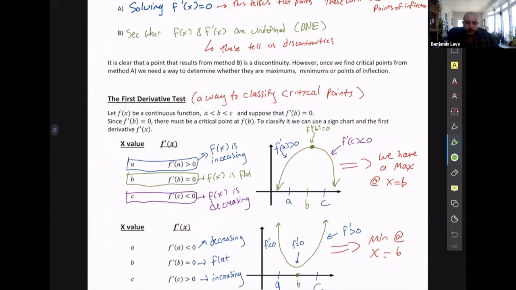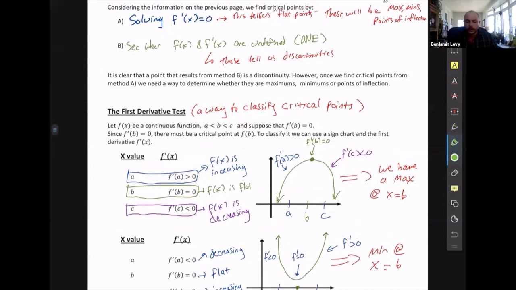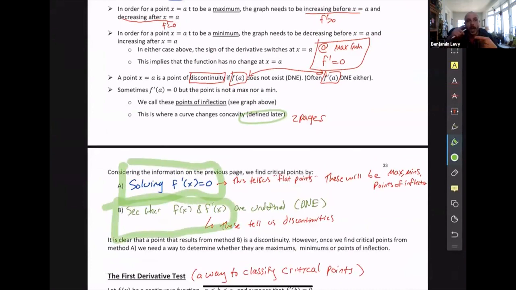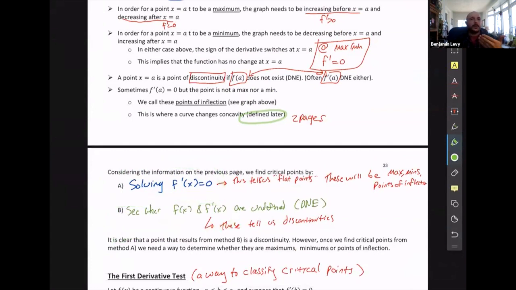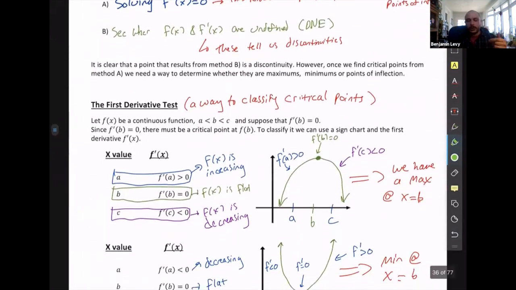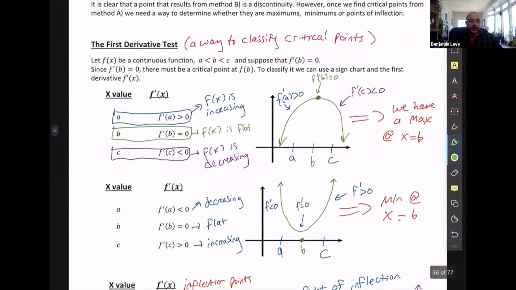The first derivative test lets us, well, let me start over a little bit earlier. Critical points are either where the derivative is 0 or where the function or the derivative don't exist, right? So we're looking for flat points or locations where there's a discontinuity. And then the idea is once we find those flat points, we need to figure out what kind of flat point they are. Are they a max? Are they a min? Are they a point of inflection? And so that's where the first derivative test came in, right?